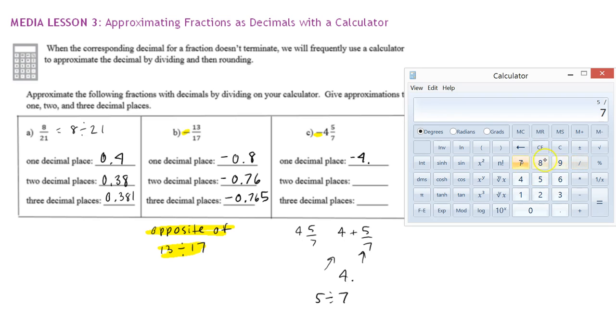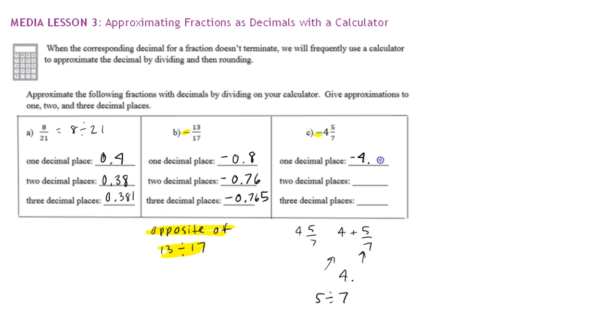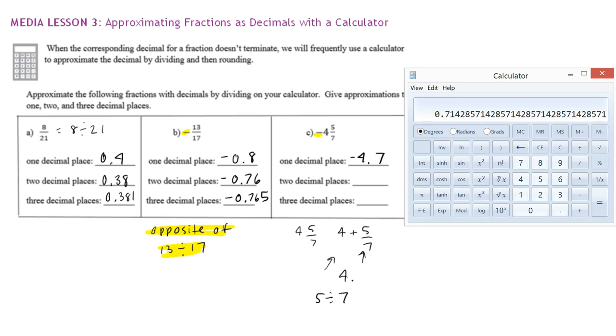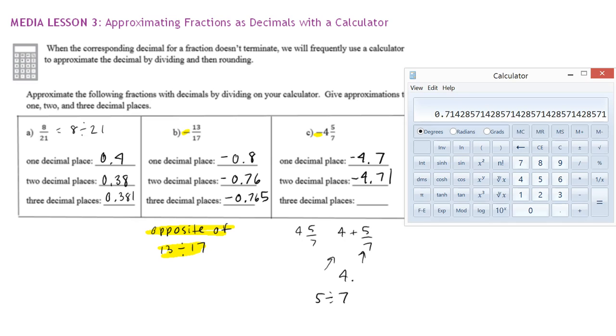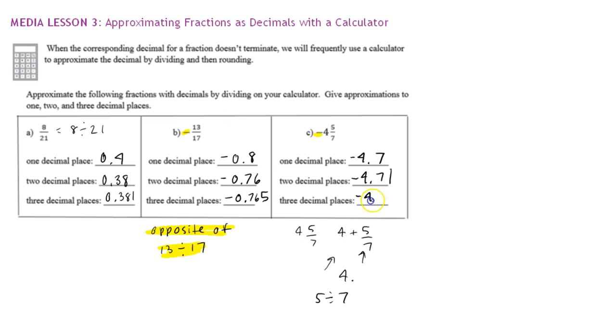So 5 divided by 7 to 1 decimal place is 0.7, since the next digit is 1, less than 5, so this is negative 4.7. To 2 decimal places, well, the third digit is less than 5, so it's 0.71, so we'll have negative 4.71. And finally, 3 decimal places would be 0.714, since 2 is less than 5, so we'd have negative 4.714.